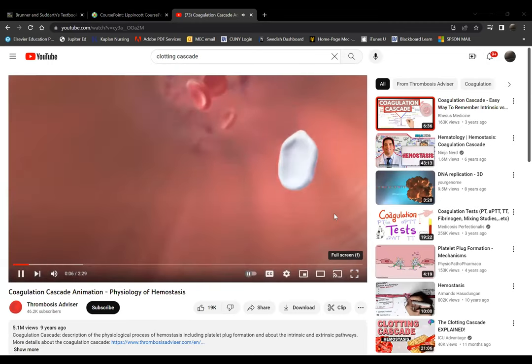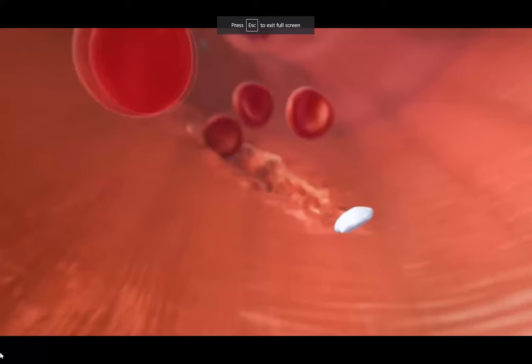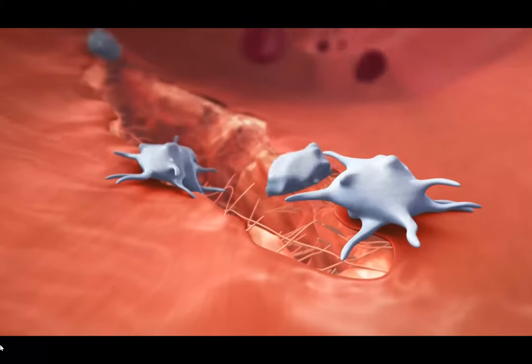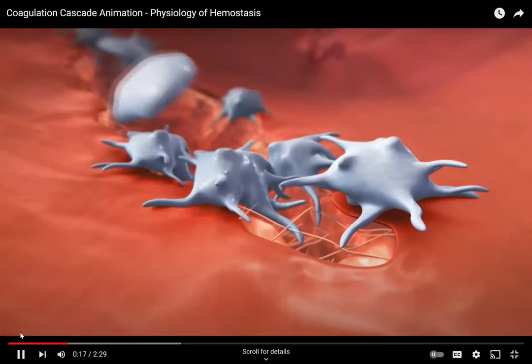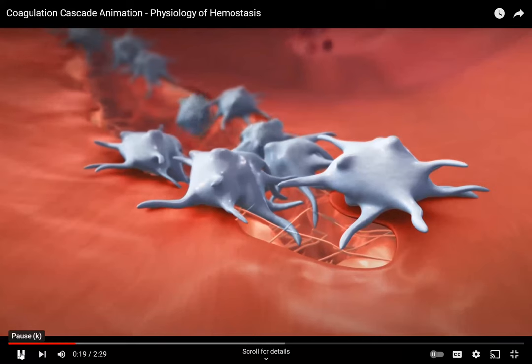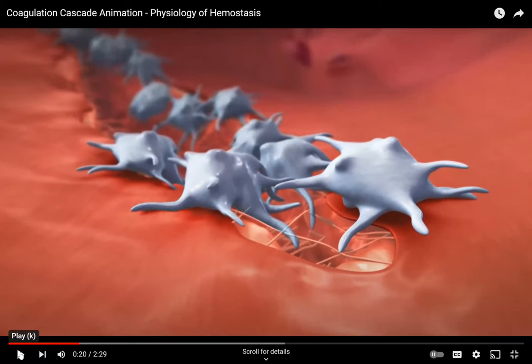on YouTube. At the site of vessel injury, the first platelets arrive to start sealing the wound. Simultaneously, the coagulation cascade with its various coagulation factors is activated. This involves two pathways.